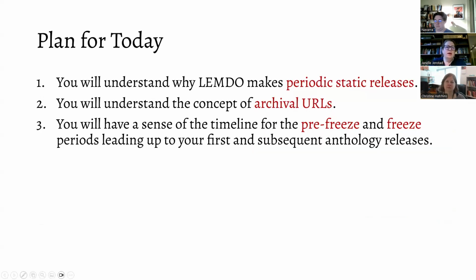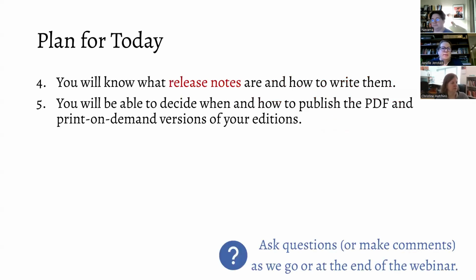So our plan for today is as follows. You will understand why LEMDO makes periodic static releases. You will understand the concept of archival URLs. You'll have a sense of a timeline for the pre-freeze and freeze periods leading up to your first and subsequent anthology releases. You will also know what release notes are for and how to write them. And finally, you'll be able to decide when and how to publish the PDF and print-on-demand version of your edition.